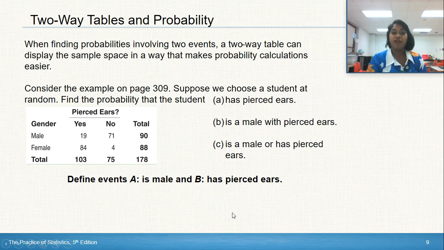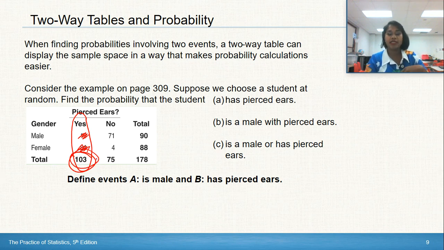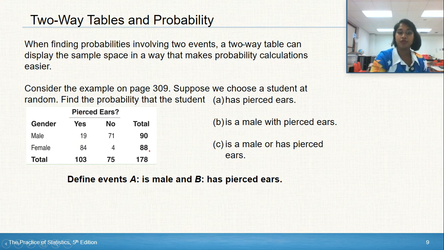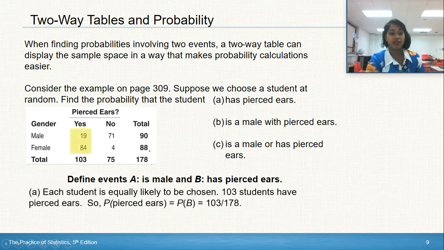So A, if I have pierced ears. So here we go. I go to my two-way table and I see under pierced ears that I'm looking at this category right here. Yes. Does it say anything about gender? No. So I don't care that 19 males had pierced ears or 84 females had pierced ears. I really care about this number, 103. But what is my total number? Am I dealing with 90? Again, no, we're not dealing with a specific male or female. We're talking about all of them together. So it's going to be 103 out of 178.